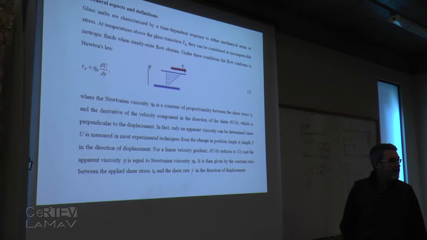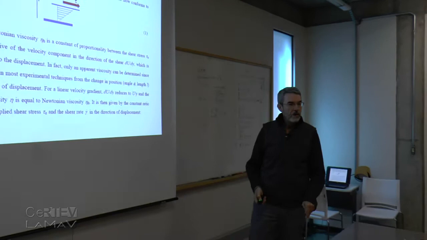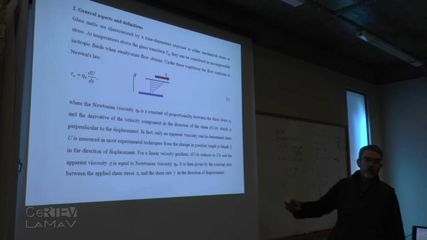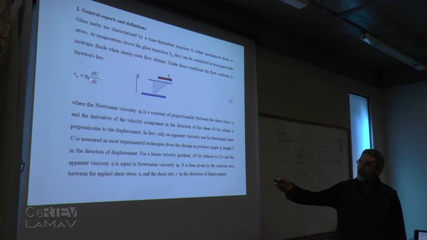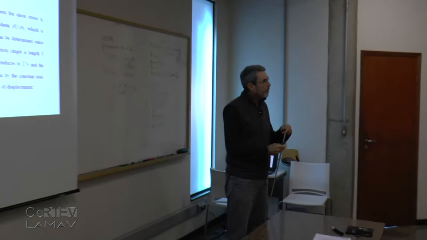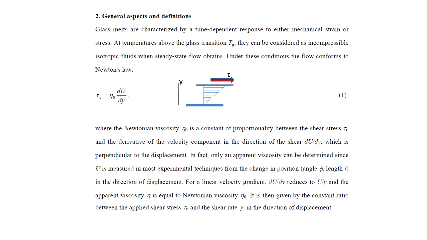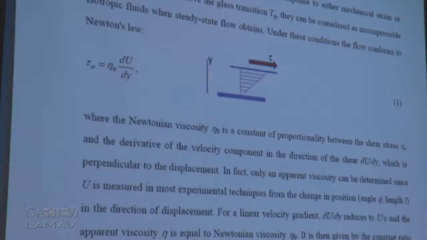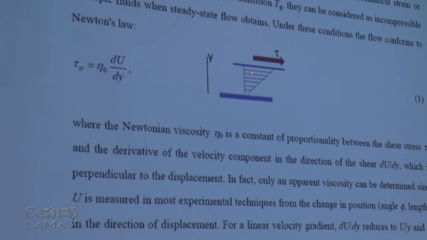In this particular chapter, the author, Joachim Deubner, writes eta zero, but most people do not write eta zero. There is no need to use this zero here, but I'm following this chapter. This is just the viscosity, eta. So it's the constant between the shear stress and the gradient of velocity of the fluid, which is given here by this drawing. It's zero at the plate, which is steady, and maximum velocity at the upper plate. That's the definition of viscosity.